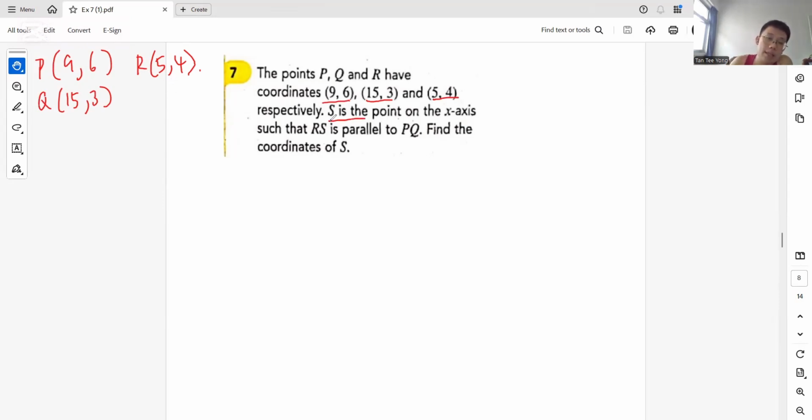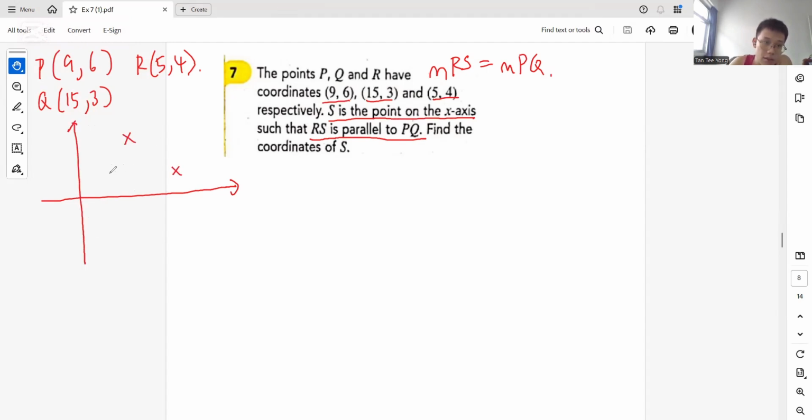Then they go on to say that S is the point on the x-axis such that RS is parallel to PQ. So that means the gradient of RS is equal to the gradient of PQ, because they are parallel. So let's draw all these points on the y and x axis. So this is P, and then this is Q. Then our R, 5, comma 4, should be a little bit above Q. So here, this is our R.